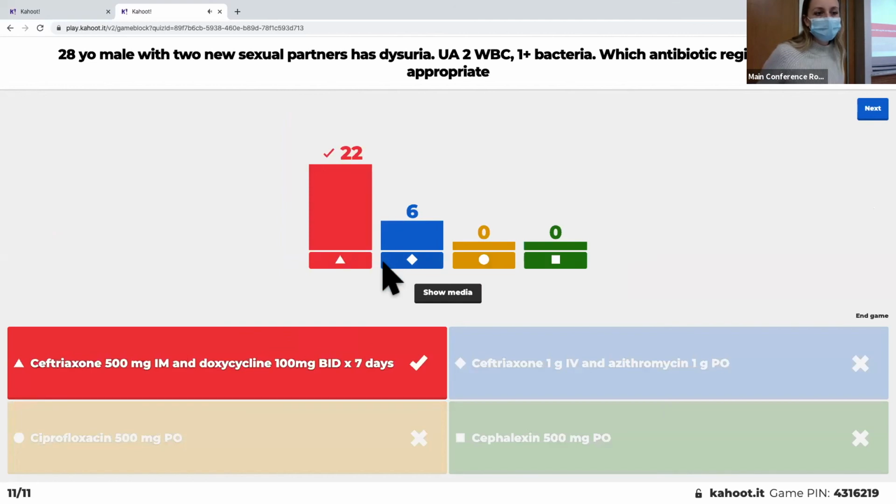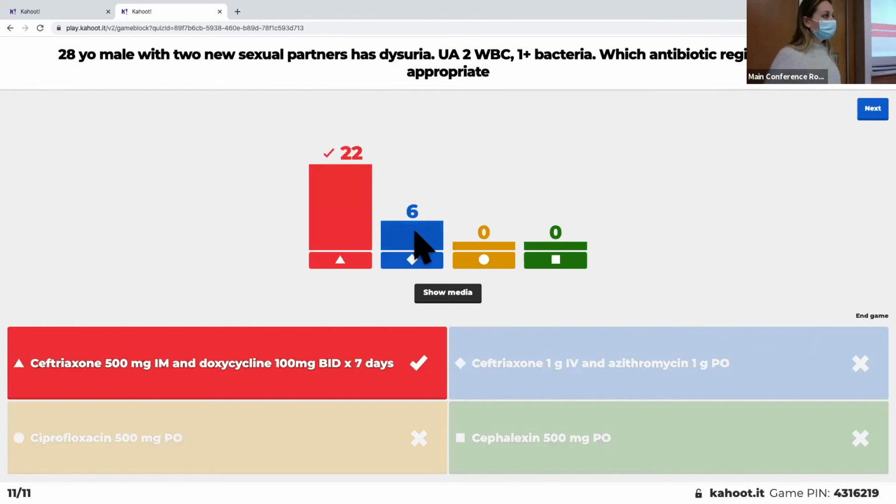Correct. So in young males, this patient is presenting with urethritis. In young males with urethritis, you should suspect an STI until proven otherwise. So you should, for the most part, always treat for STI. And the new guidelines are ceftriaxone 500 milligrams IM and doxycycline 100 milligrams BID for 7 days. That's for males and females.